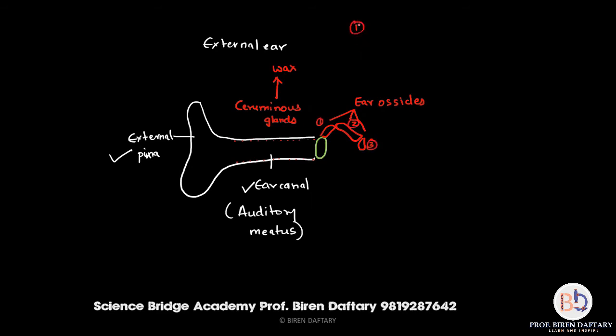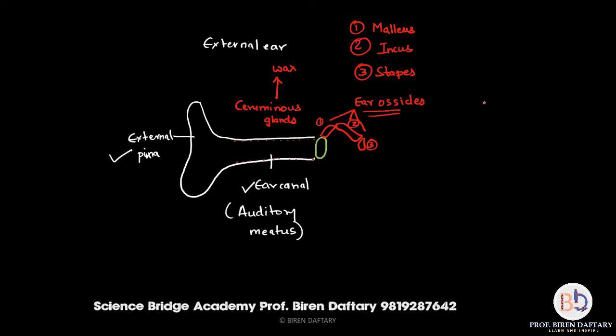The first ear ossicle is called the malleus. The malleus is connected to the eardrum. The second one is called the incus, and the third one is called the stapes. So these are the three ear ossicles or ear bones. One end of the malleus is connected to the eardrum, the other end is connected to the incus, the other end of the incus is connected to the stapes, and the stapes will finally continue into the internal ear. These three ear ossicles are the main parts of the middle ear.